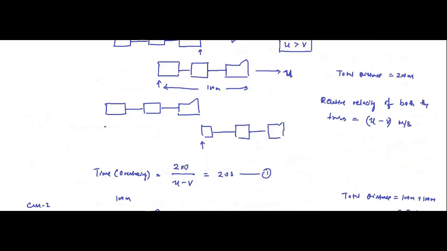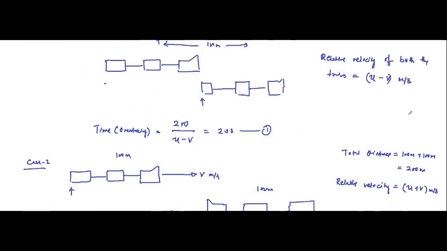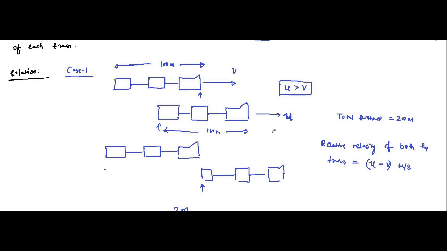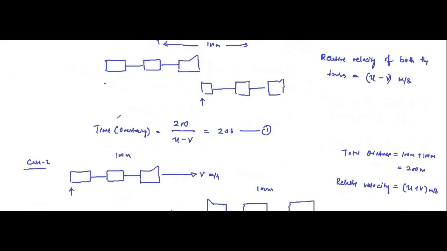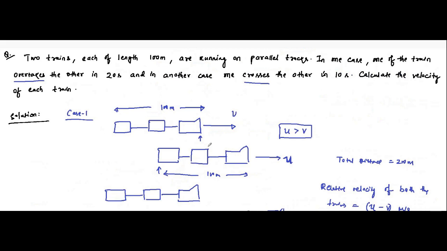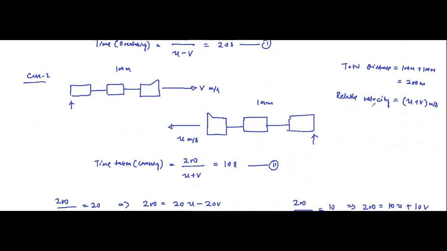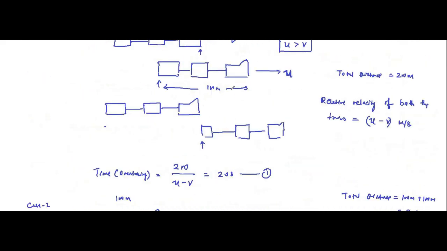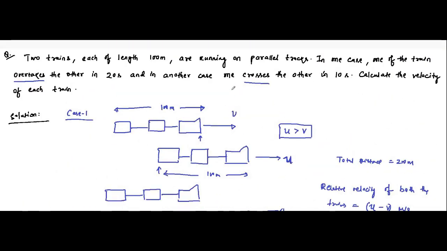Both of them were of the same lengths, and here it was important to understand what the relative velocity between the trains is when they are moving in the same direction, which was u minus v, and when they are moving in the opposite direction, which was u plus v. Here we are concerned only with the magnitude of the relative velocity, because we were asked to calculate the velocity of each train. So we used the basic concepts of relative velocity to determine the velocity of each train.